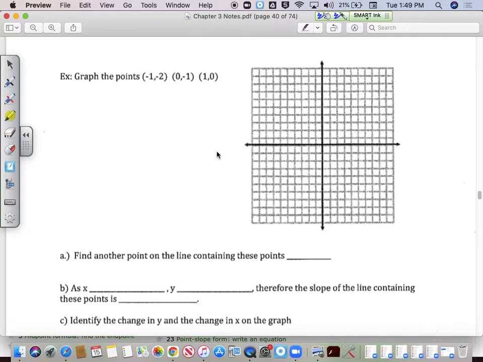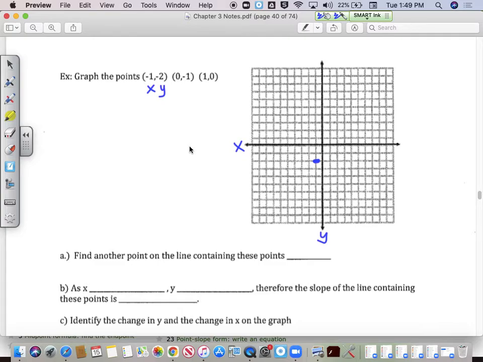So the next part of this is asking us to graph these points. If you want to follow along in your packet, to graph these points, -1, -2, I know and remember how to graph on the x and y axis, starting at the point here, -1 on x and -2 on y. So I'm going to go to the left 1 and down 2. That's going to be the first point.